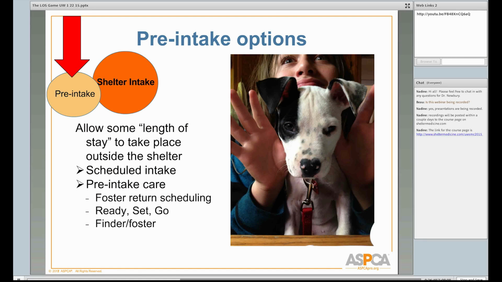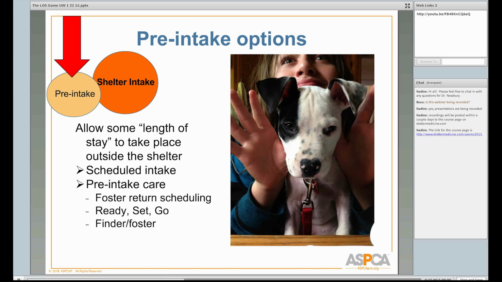Another way of managing intake is to allow some of that length of stay to happen outside the shelter. So you can schedule intake, and during that scheduled time, you can get animals ready to go. You can have animals go out to foster and then have the return scheduled. And there are programs called Ready, Set, Go that I'm going to talk about that get an animal all ready for adoption if someone's planning to surrender that animal. And we used to really think, oh my gosh, if we do that, the worst possible thing will happen to that animal. But I'm going to come back and show you some research surrounding that.